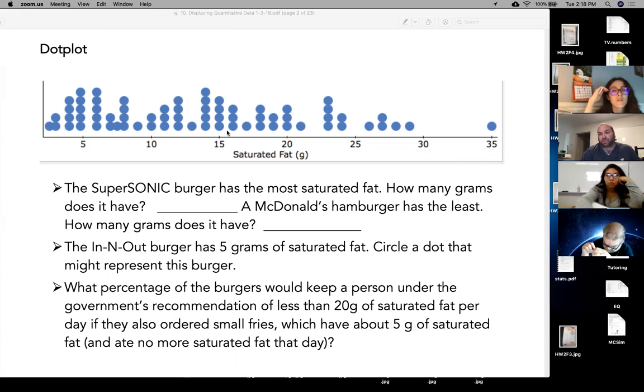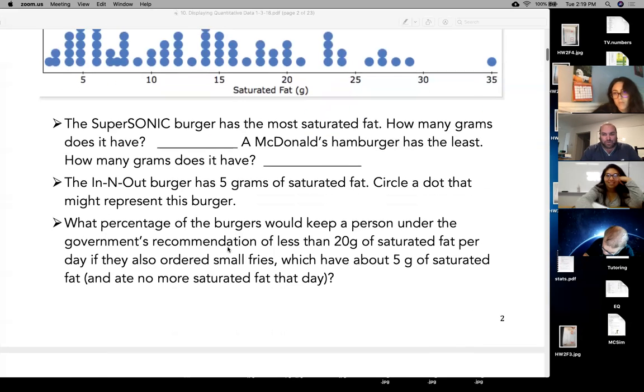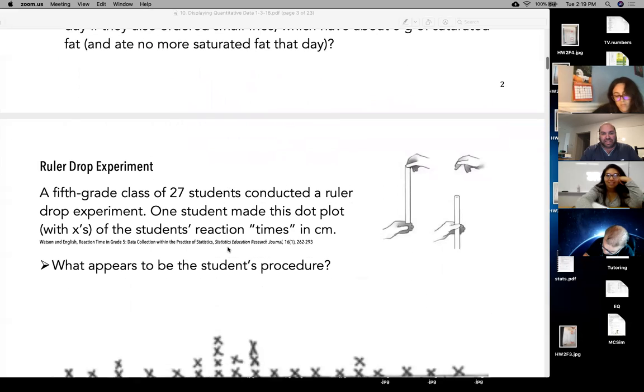So 44 of the 69 hamburgers would qualify. So 44 over 69 is about 64.5%. Did I do that right? Oh, 63.5. I was so close. Oh, I'm so ashamed. But it's okay. I still feel pretty good. So oh, thank you, Angela. Okay. So that was a dot plot.